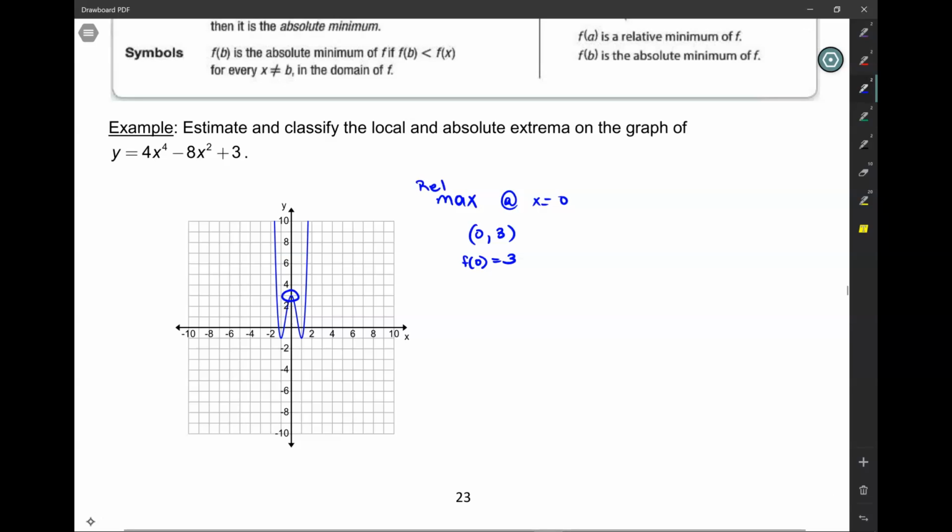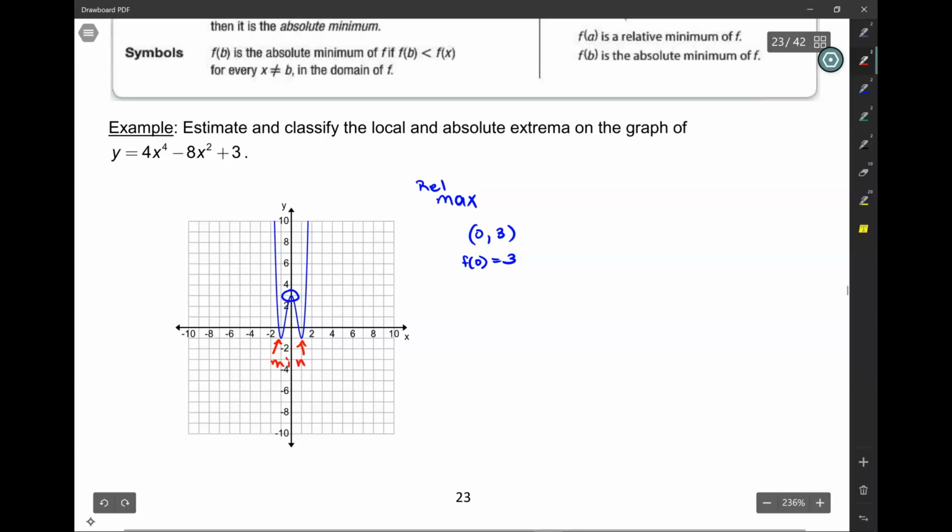So what would be the answer? Relative maximum at (0, 3). You don't just say the x value. Relative maximum (0, 3). Okay? All right. Minimum. There is a minimum here and here.